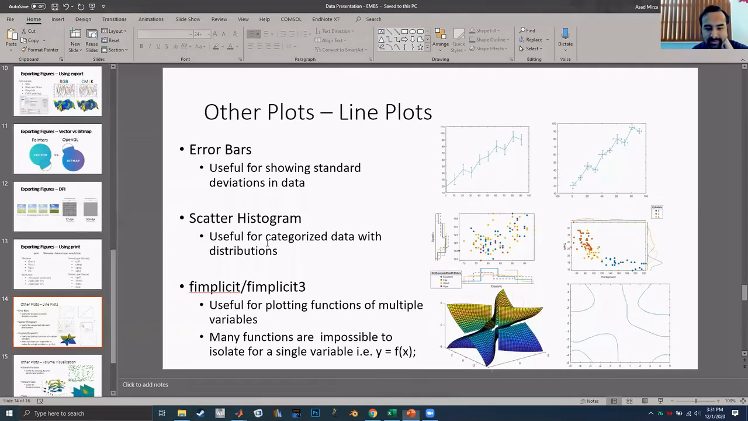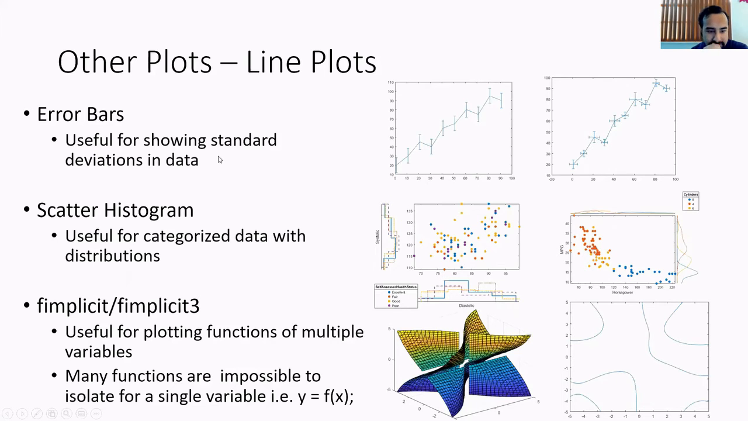All right. So next thing I want to show you guys is some other types of plots that you can do in MATLAB. For example, you can do error bars, which is useful for showing standard deviations in data. You can use a scatter histogram, which is useful for categorized data that have distributions that you want to compare against. And if you want to plot different functions, you can use fimplicit or fimplicit3 for plotting functions that have multiple variables.